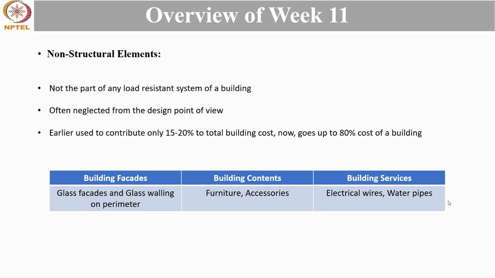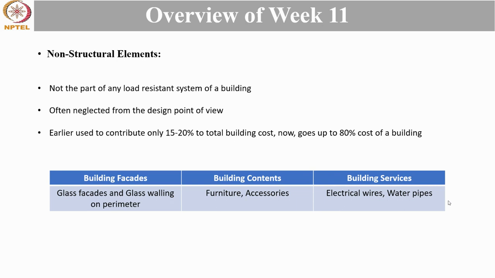Now, what are these non-structural elements actually? So, they are broadly classified into three types: building facades, which includes glass facades and glass walling on perimeter, and second is building contents, which include furniture and other accessories, and building services like electrical wires, water pipes, and all. So, these are some of the examples of non-structural elements.